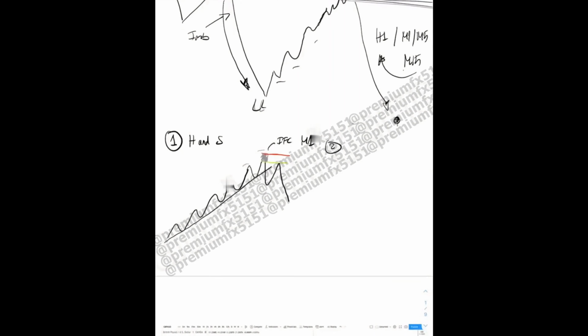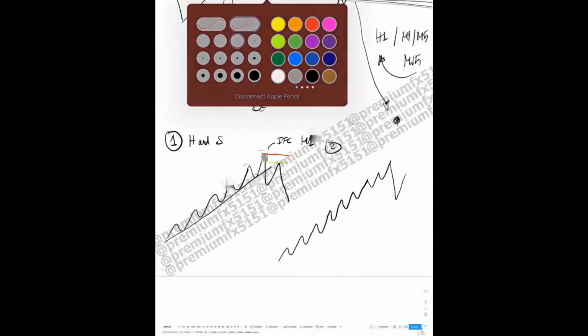Our second one is that we let the market come into our point of interest, and then we just have 1, 2, 3 drives to the upside, being this.